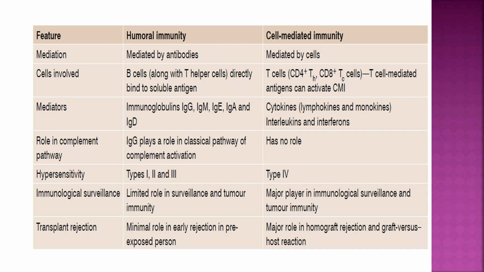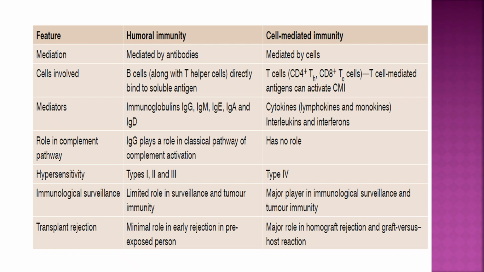Difference between humoral and cell mediated immunity. Humoral is mediated by antibodies, cell mediated by cells. Cells involved: humoral, B cells along with T helper cells, directly bind to soluble antigen. CMI: T cells, CD4 Th and CD8 TC cells; only T cell dependent antigens can activate CMI. Mediators: humoral, immunoglobulins IgG, M, E, A, and D. Cell mediated, cytokines, lymphokines, monokines, interleukins, and interferons.